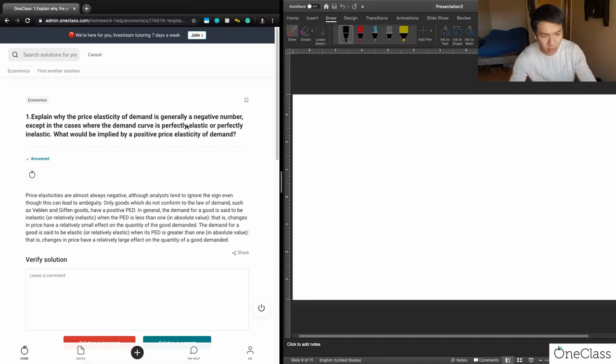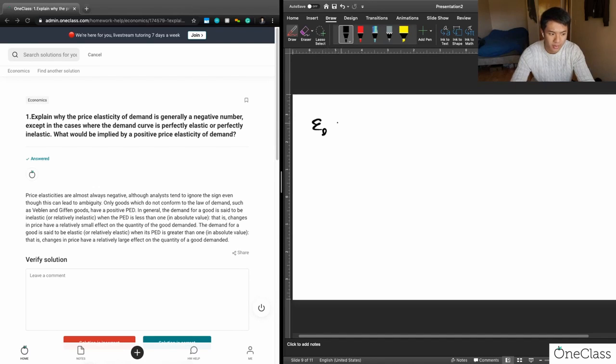So again, for this question, we are going to have to know one of the main equations, and that's price elasticity of demand. That equation is given by the percentage change in quantity over the percentage change in price. So, how does a change in price impact quantity demanded?